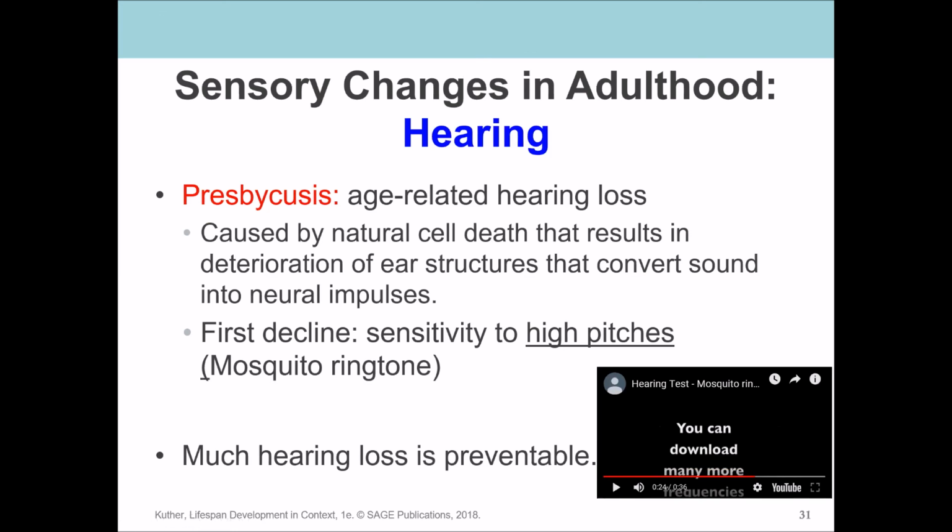Now, much hearing loss is preventable. We really do have to protect our ears. When you go to loud concerts, bring earplugs and try to not turn your music up too high, because trust me, you'll regret it later in life.